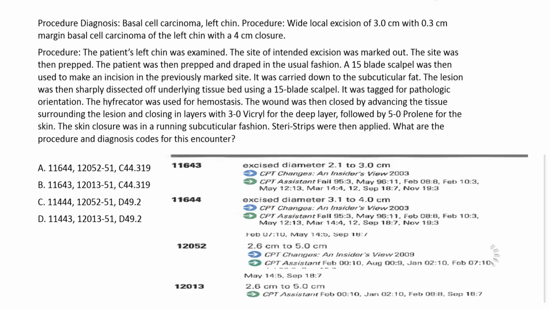Now one more example. Now this is called a case report. Again, the important thing is the patient has a basal cell carcinoma. Area is left chin. Wide local excision of the 3 centimeter with 0.3 centimeter margin. So remember here what they have given is the lesion and the margin, but they have not given the excised diameter. So we need to find out the excised diameter, and with a 4 centimeter closure. Now 4 centimeter closure, does that mean it is a simple or layered closure? So for that we need to read a little bit into the procedure.